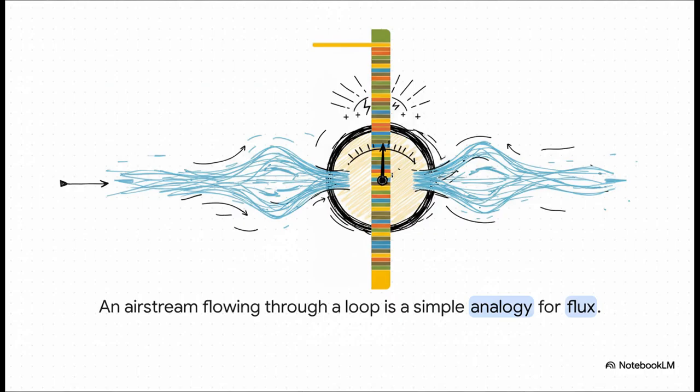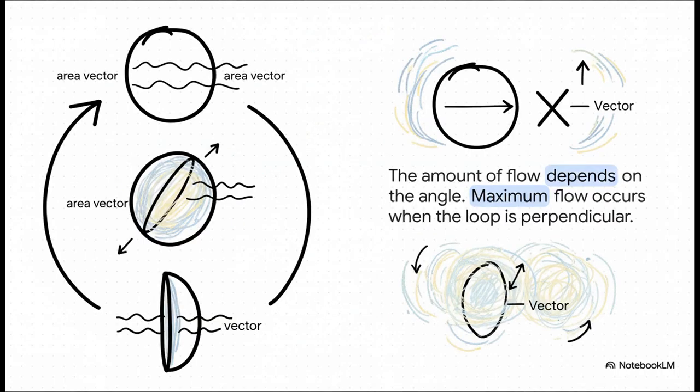Simple enough, right? Now here's where it gets interesting. It all depends on the angle. If you hold that loop perfectly face onto the wind, you catch the most air. That's maximum flux. But as you start to tilt it, less and less air can actually make it through the opening. And if you hold it completely edge-on, well, then zero air goes through. So to deal with this, physicists came up with a neat trick. They define the area of the loop as a vector, one that points straight out, perpendicular to the surface. The flux, then, is all about how well the airflow vector and that area vector line up.